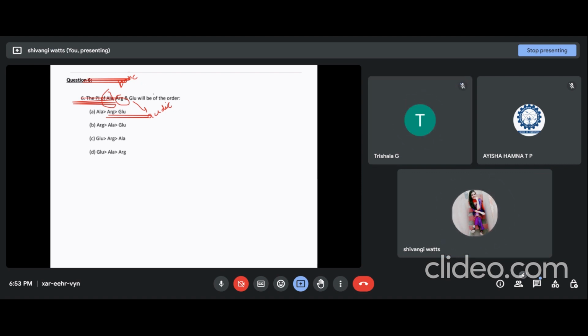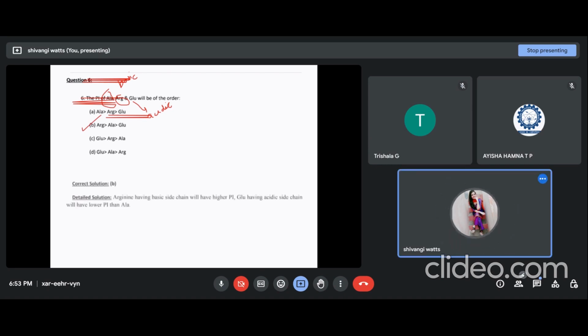Yeah, right. So option B, right? Option B is the right option. Arginine has a basic side chain, therefore it has a higher pI value. Whereas glutamate has an acidic side chain, so it has a lower pI value than alanine. Basically, alanine has neither an acidic nor a basic side chain, so we are keeping alanine as a reference. Arginine is greater than alanine and glutamate is less than alanine. So option B is the right option.